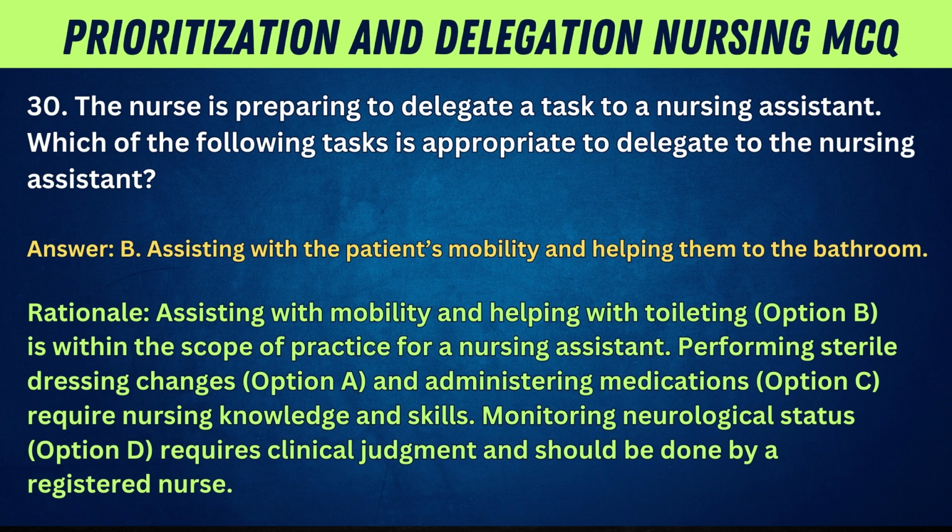Answer. B. Assisting with the patient's mobility and helping them to the bathroom. Rationale. Assisting with mobility and helping with toileting, option B, is within the scope of practice for a nursing assistant. Performing sterile dressing changes, option A, and administering medications, option C, require nursing knowledge and skills. Monitoring neurological status, option D, requires clinical judgment and should be done by a registered nurse.